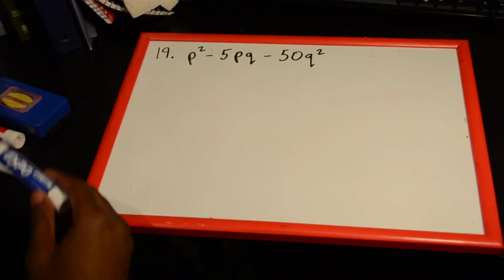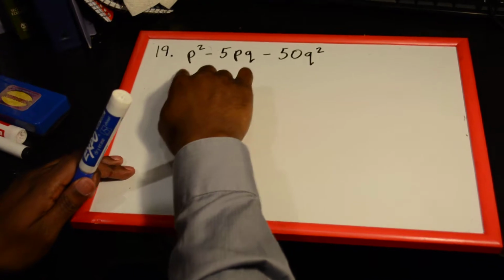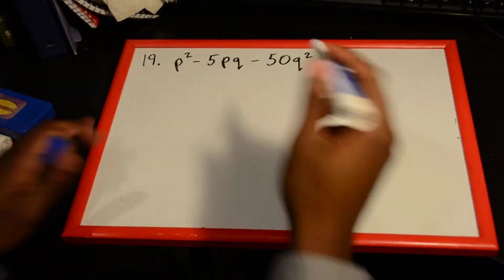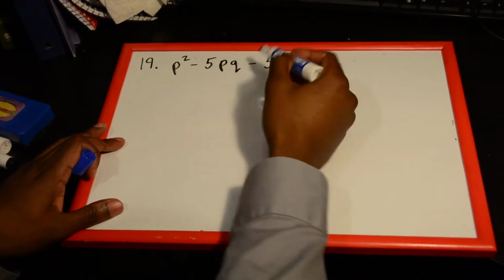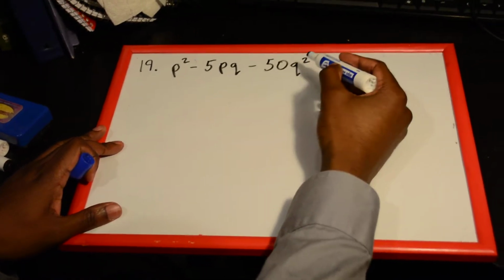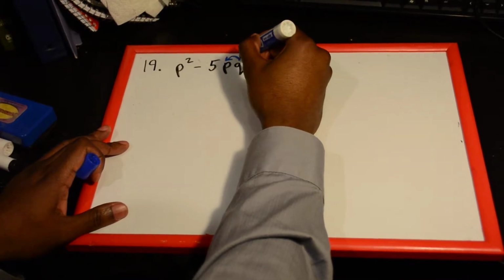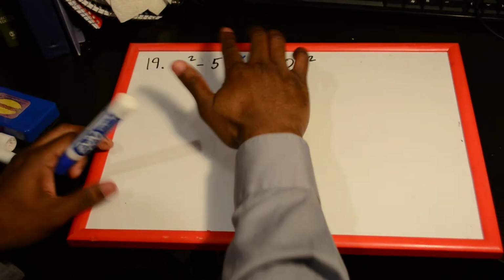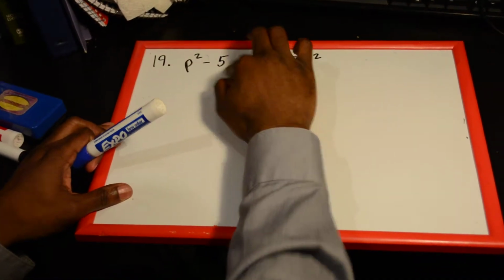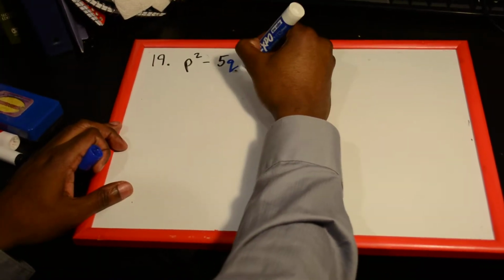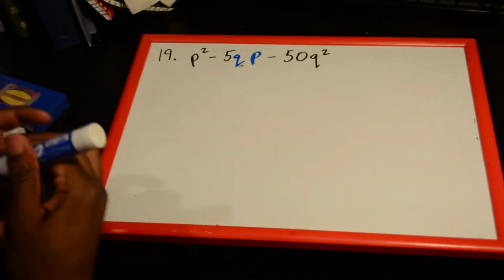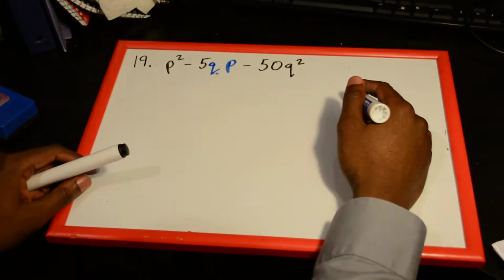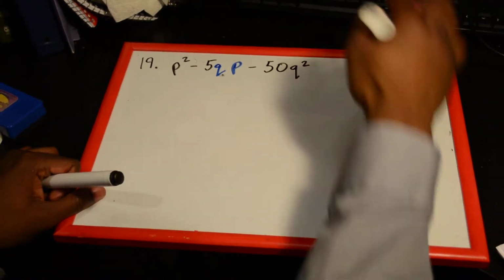So first thing I'm going to do, right? It's written like this, p squared minus 5pq minus 50q squared, right? So I just want to get the q in front of here so it can match this q over there, right? So I'm just going to switch these two right here, okay? That's it. So I'll just erase it real quick. No big deal. 5qp, right?